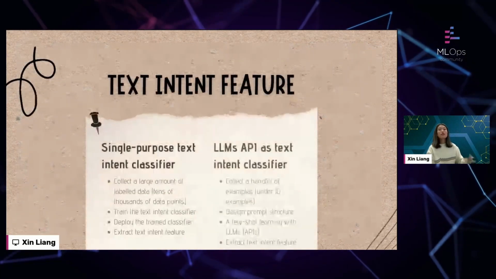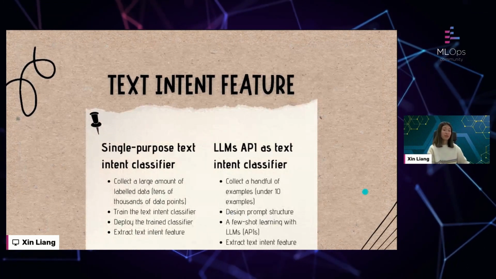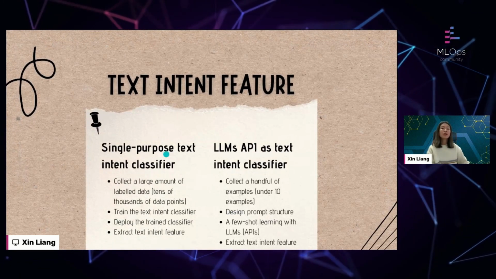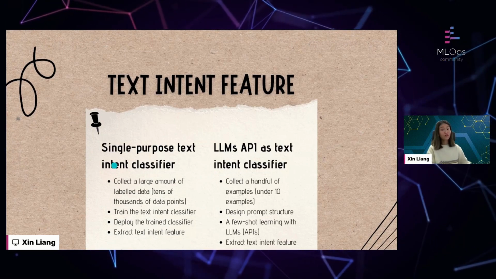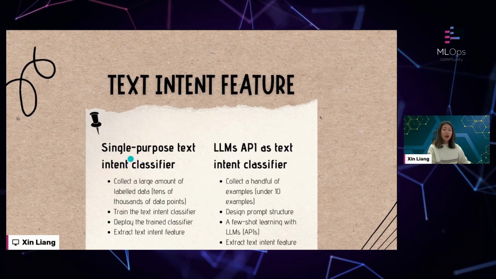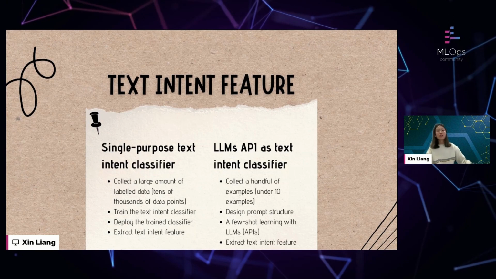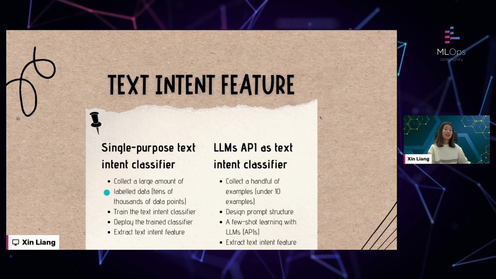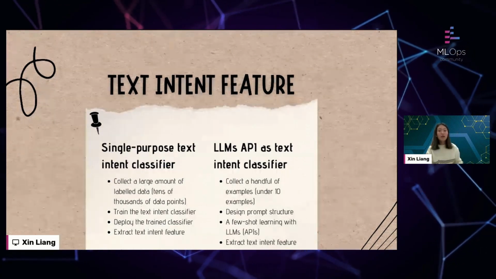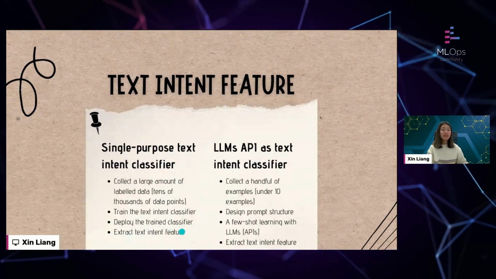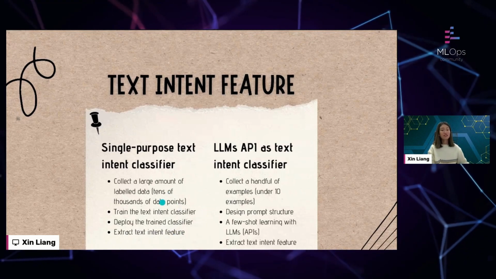And here is what we need to do to capture the text intent in these two approaches respectively. The first one is this single purpose text intent classifier, and it requires the full development workflow, including collecting a large amount of labeled data, tens of thousands of data points, and then setting up the training infrastructure to train the text intent classifier, and then setting up the deployment infrastructure to deploy the trained classifier. Then we can extract text intent features at inference time.